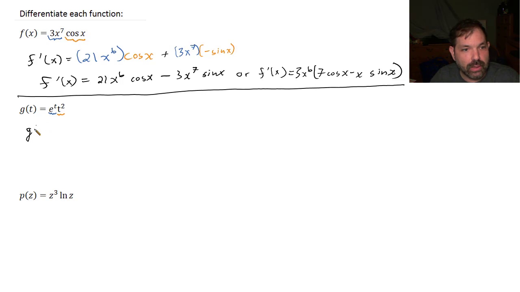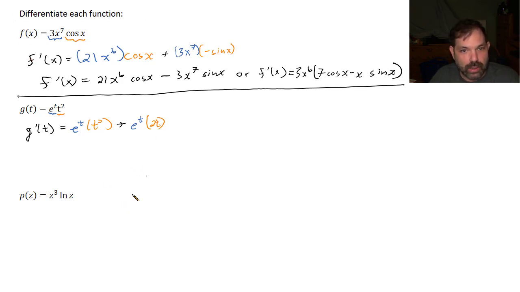Then g prime of t. Differentiating the first, the derivative of e to the t is e to the t. So I'd have e to the t times t squared, plus, now leaving the first alone, leaving the e to the t alone, that would be again e to the t. And differentiating the second, the derivative of t squared is 2t.